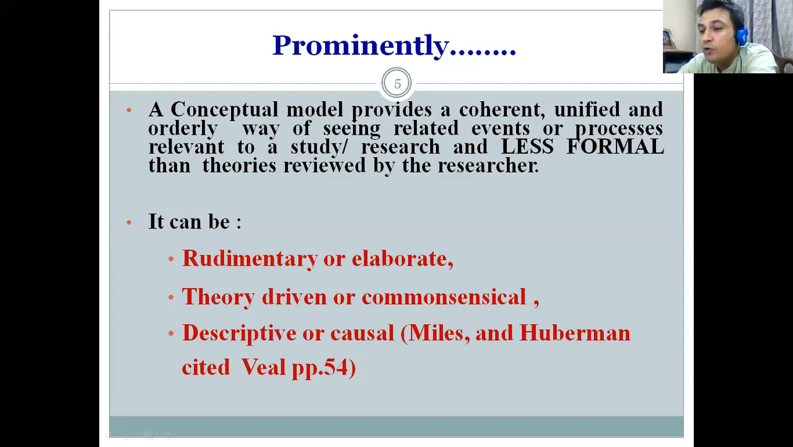It can be rudimentary or elaborate. If it is too elaborate or too rudimentary, then we are not going to accept that model. Second, if it is purely theory driven or commonsensical, again the chances of publishing these types of models are going to be less. Why? Because it is just theory driven, and common sense can be derived out of it. Like, let's say, social distancing. If I find out from a model that COVID has led to social distancing, that is not any finding. That is common sense.